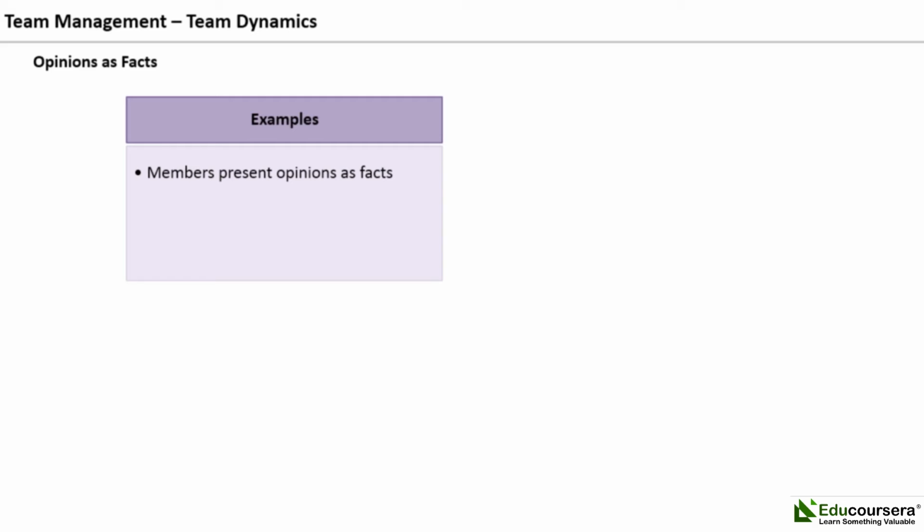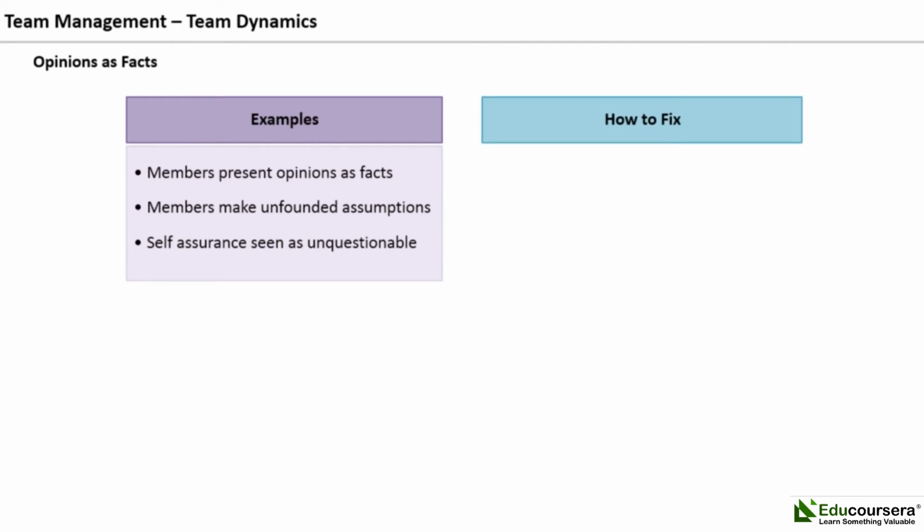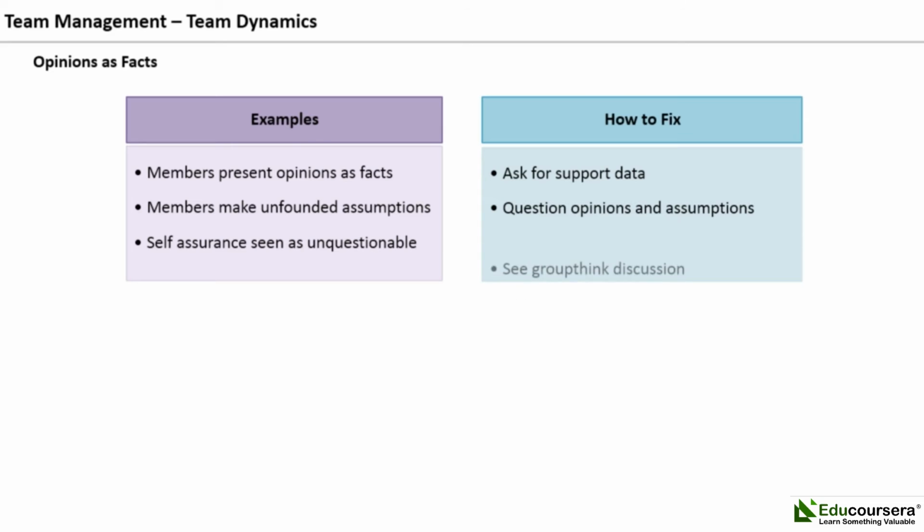Opinions as facts. The examples of opinions as facts include: members present opinions as facts. Members make unfounded assumptions. Self-assurance seems unquestionable. It can be fixed by asking for support data, questioning opinions and assumptions, and group thinking.